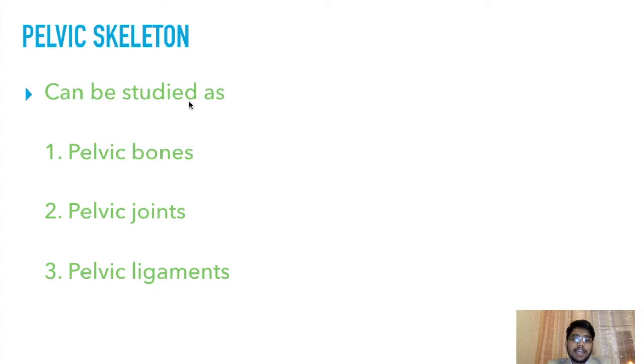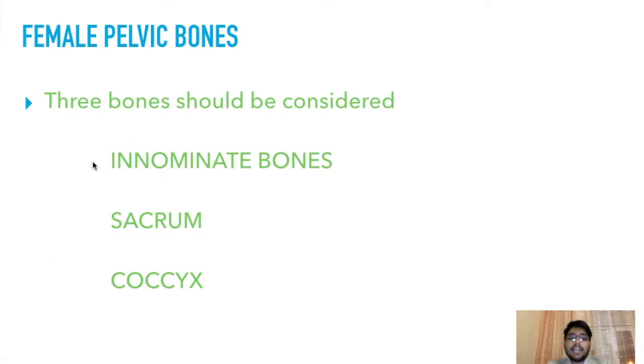Pelvic skeleton can be studied in three components. The first, the bones residing in the pelvis. Second, the joints that stay in the pelvis. And the third, the ligaments of pelvis. Specifically talking about the pelvic bones, we can part the pelvic bones into three components. The first are the innominate bones, the second is the sacrum, and the third is the coccyx.